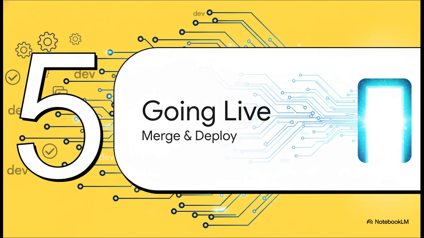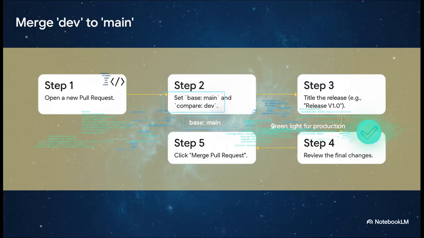And now for the final chapter, going live. The team has tested everything on the dev branch. It's solid. All the features are working together perfectly. So the moment of truth is here. It's time to get this out into the world for our users to see. And how do we do that? You guessed it, with one last pull request. But this one is the big one.